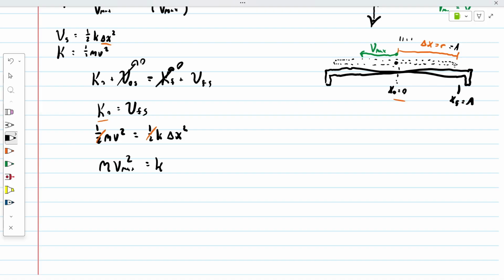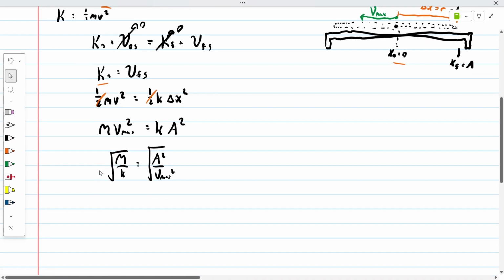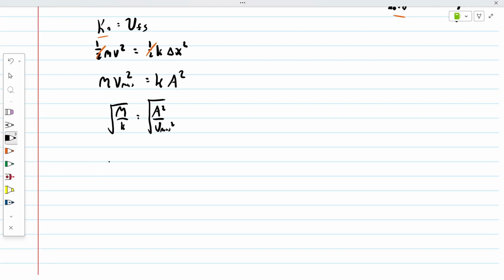What is the change in x at the max point? We define it as the amplitude. So we have A squared. And now you can probably see where we're getting at here. We can divide the velocity and the k to get m over k equals A squared over v max squared. And when we take the square roots of these, we get that A over v max equals the square root of m over k.